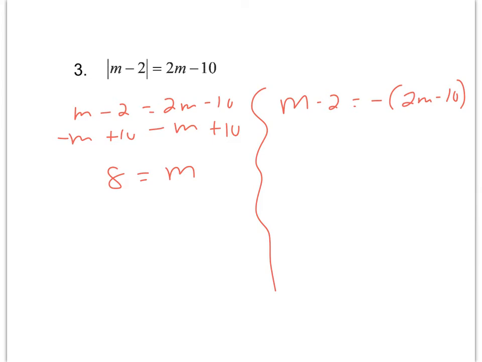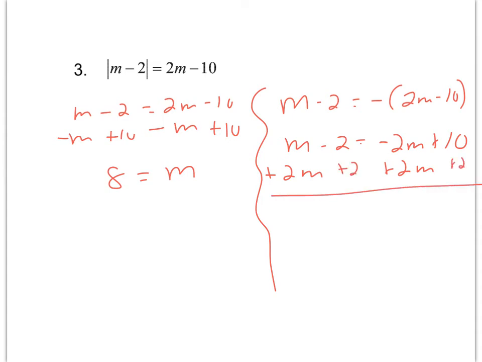Or, on this side, I have m minus 2 is equal to negative 2m plus 10. I'm going to distribute that negative. So I'm going to add the 2m to both sides. I'm also going to add 2 to both sides. So now I have 3m is equal to 12. m is equal to 4. Okay, so it looks like we have m is equal to 8 or m is equal to 4.